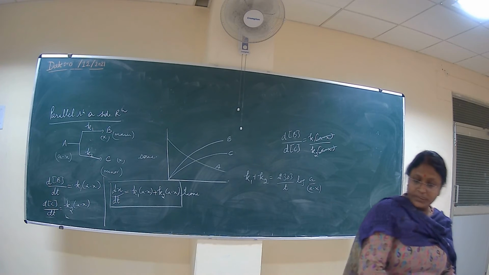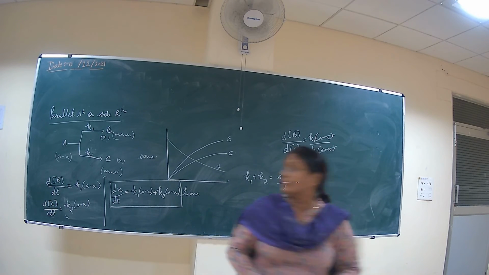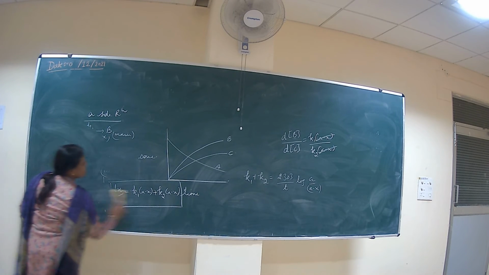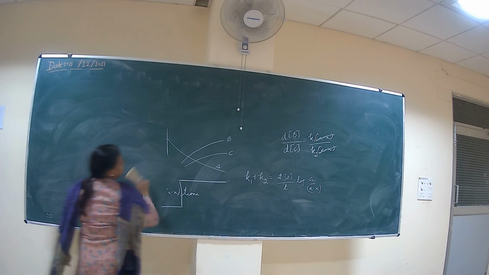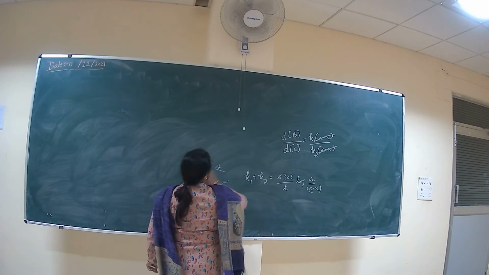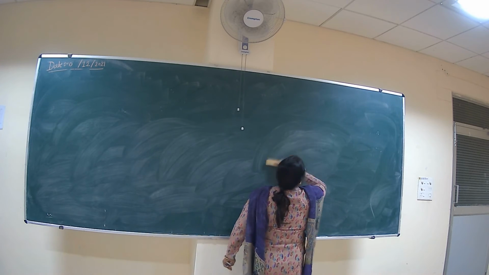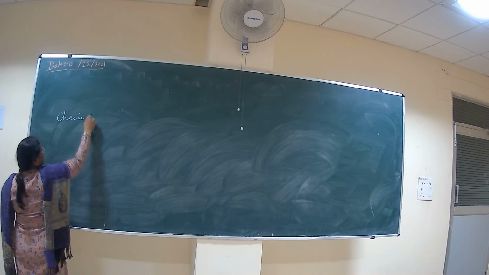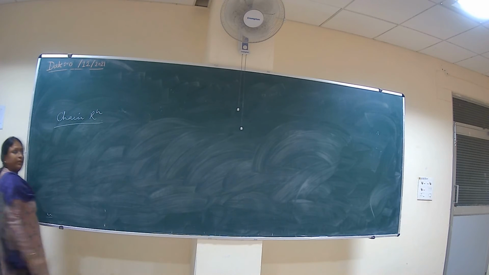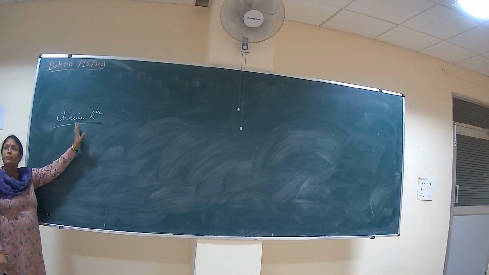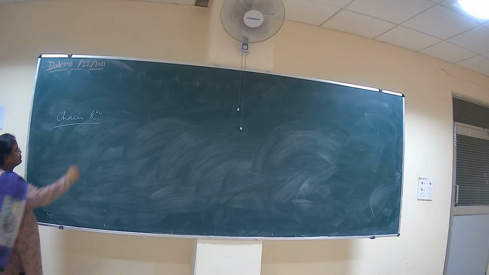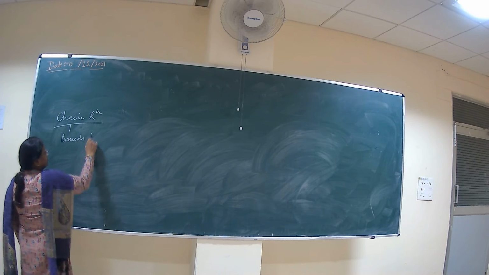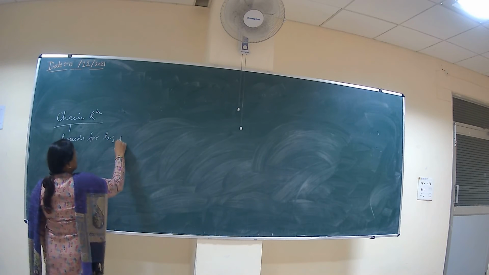And after the parallel reaction, next we have the chain reaction, and it is also very important. Now chain reaction means the reaction which proceeds for a long period of time at a fast rate. Okay, so this reaction proceeds for a long period of time.